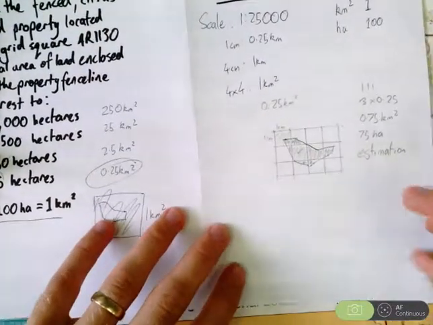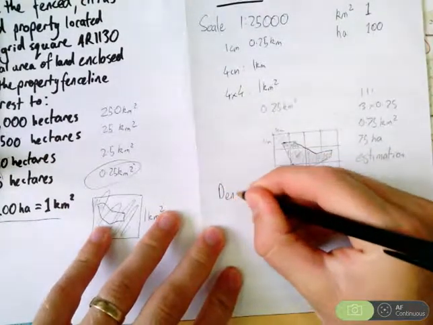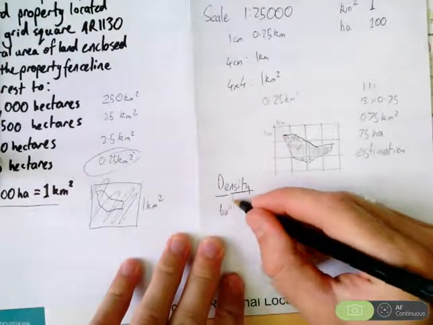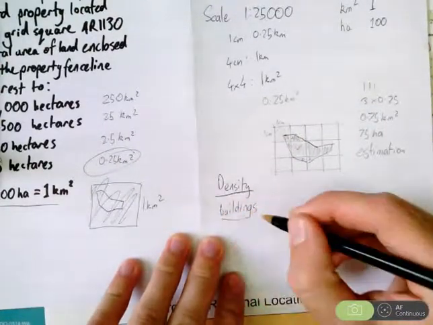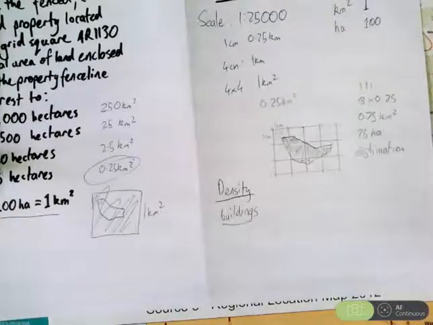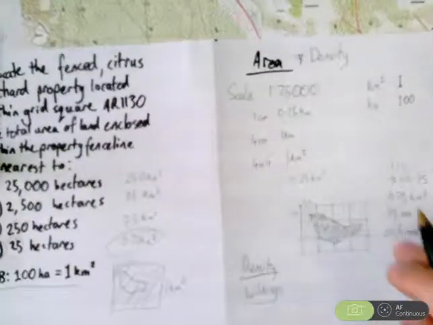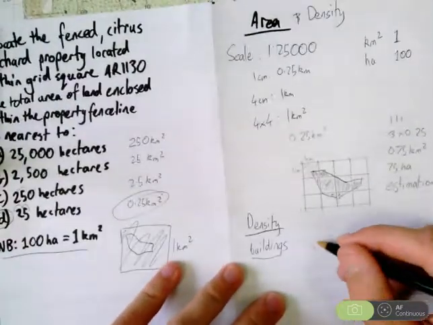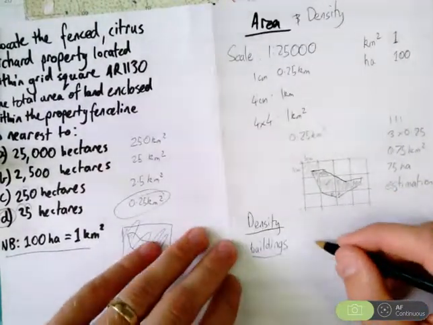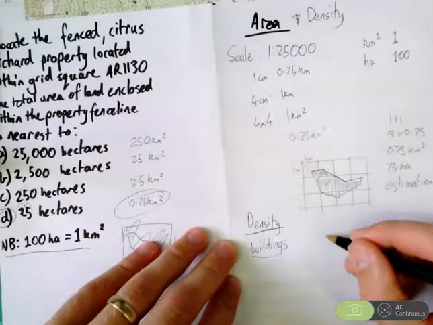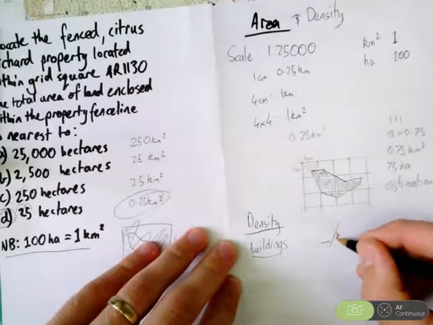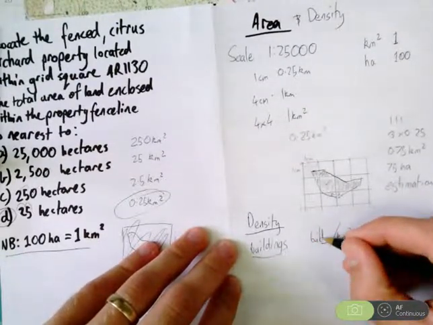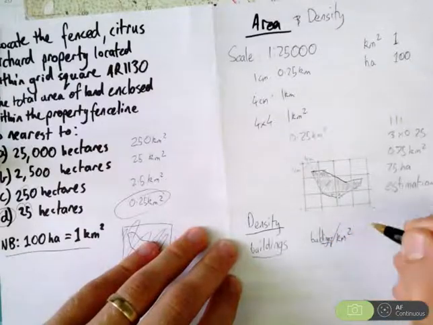Now to add on to the end here, density, and we're normally talking about buildings. They may also talk about watering, like water stations or other things like this, but a lot of the times it's buildings. And they're asking you how many there are. So in density we normally express them as however many units per kilometer squared. So in this case it would be buildings per kilometer squared.